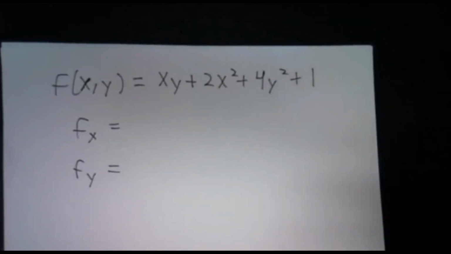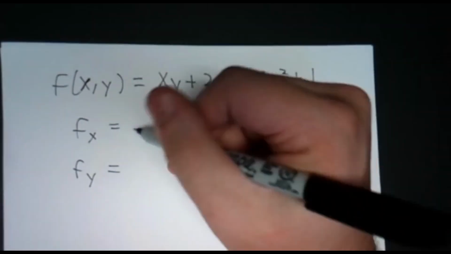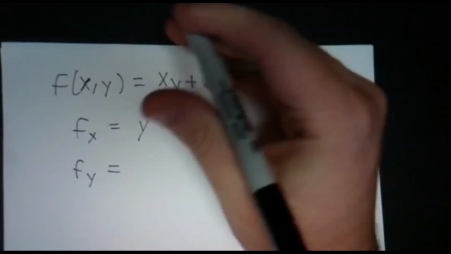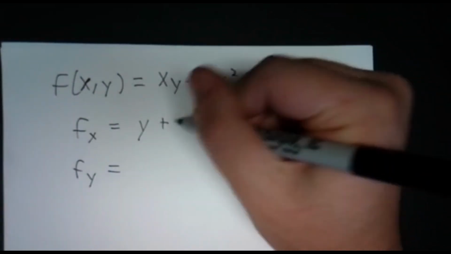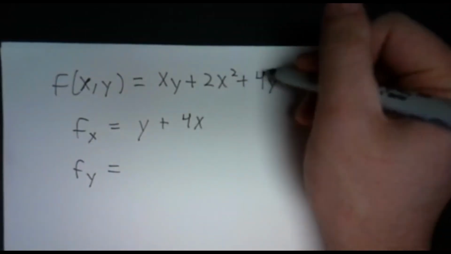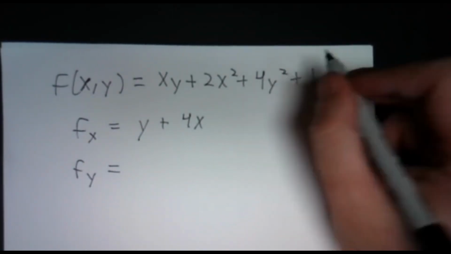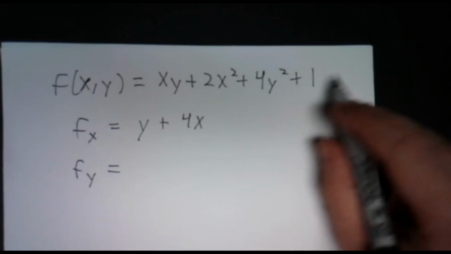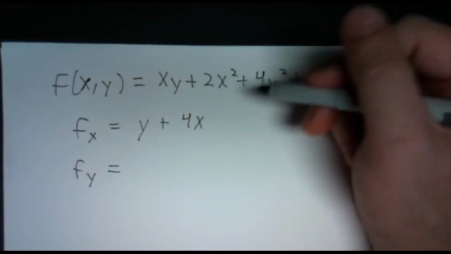So in order to do f with respect to x, the derivative of xy would end up just being a y, right? Almost like it was 9x. Plus 2x squared, you're going to end up with 4x. Plus 4y squared, that goes away, right? It's just like it's a number, goes away. Plus 1, that goes away. So this is our partial derivative with respect to x.